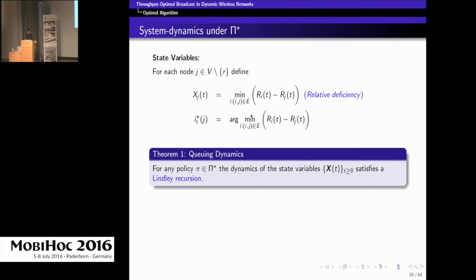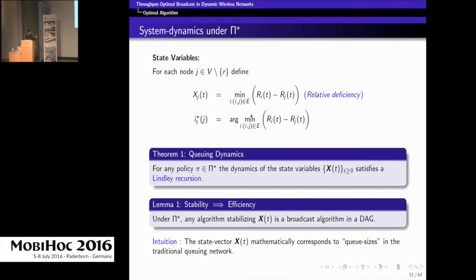Then the first theorem we prove is that although there is no queuing, the interesting thing in broadcast is that traditional queuing theory doesn't apply, because work conservation doesn't apply. Once a single packet goes in, multiple packets come out. But if we restrict ourselves to pi star in a DAG, then these state variables X_i(t) satisfy a linear recursion, that is, a queuing recursion.